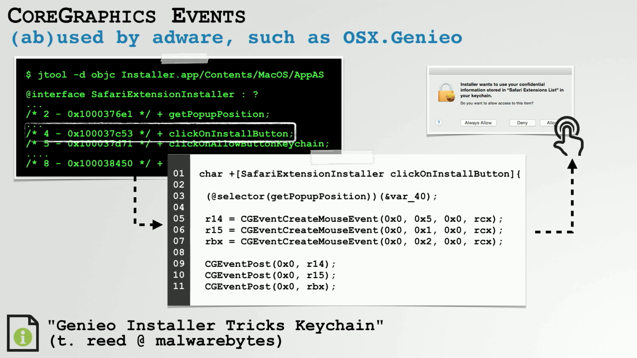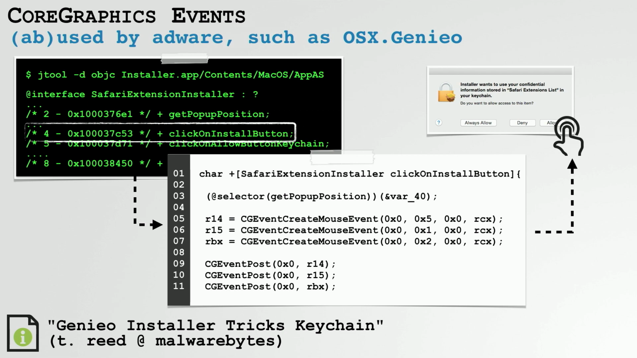Adware, which is becoming ever more common, ever more prolific on macOS, also has a history of abusing synthetic events. Here, for example, we have Genio. Genio attempts to install itself as a malicious browser extension, so it can gain access to the user's browser session, cookies, passwords, credentials, etc. If we reverse engineer its binary code, we can uncover methods such as get pop-up position or click on install button. Wonder what these do, right?